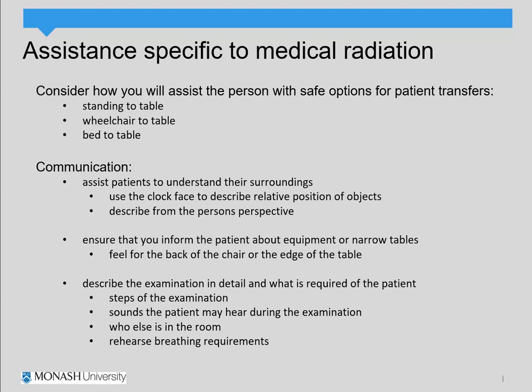Ensure that you inform the patient about equipment or narrow tables. Things like feel for the edge of the table or feel for the back or the arm of the chair so that the person actually has some idea of where they're going to sit. I like to get people with a visual disability to hold both arms of the chair so that they know where either side of the chair is. The same for the edge of the table whilst I'm getting them onto the table.